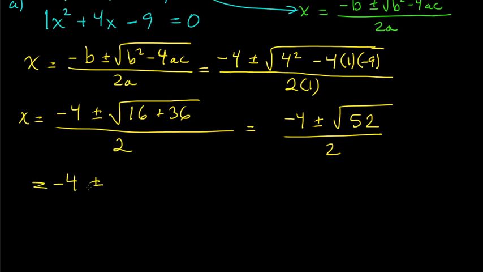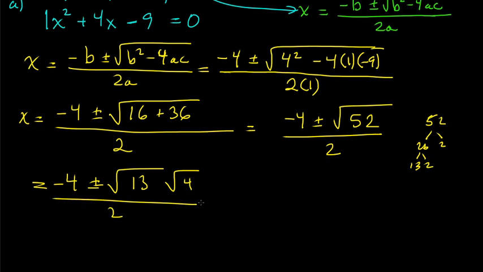Oops, sorry, negative 4 plus or minus. So 52 is what? Let's see, well, it's 26 times 2, but 26 is 13 times 2. So 13 times 4. And the square root of 4 is just 2. So negative 4 plus or minus 2, square root of 13 all over 2.